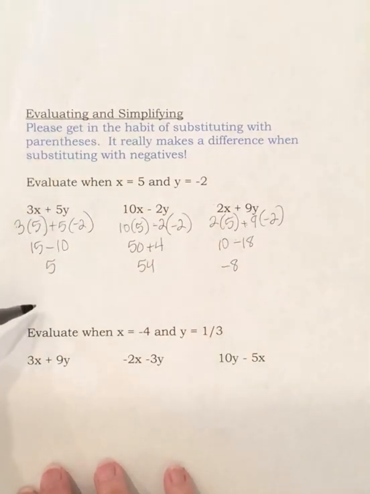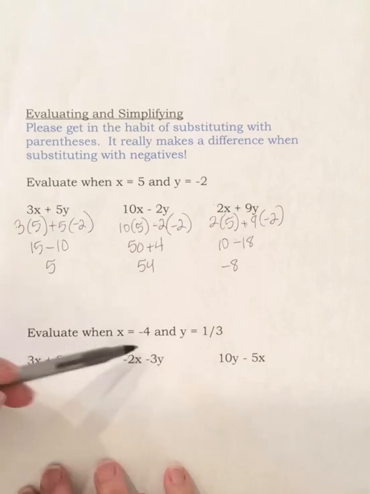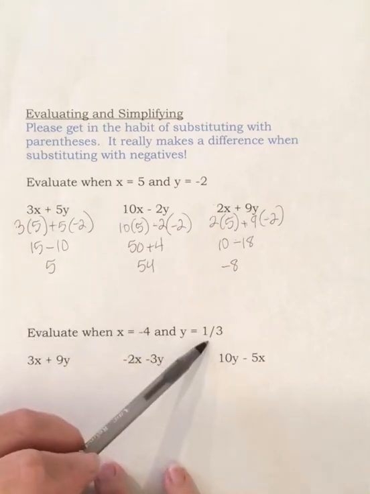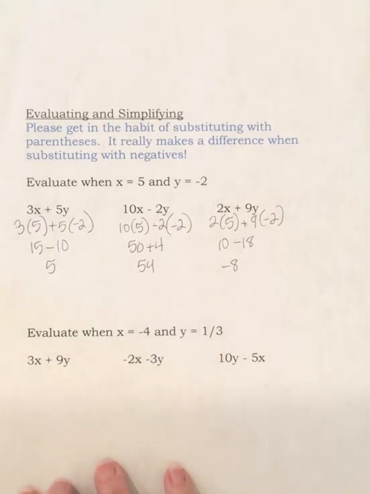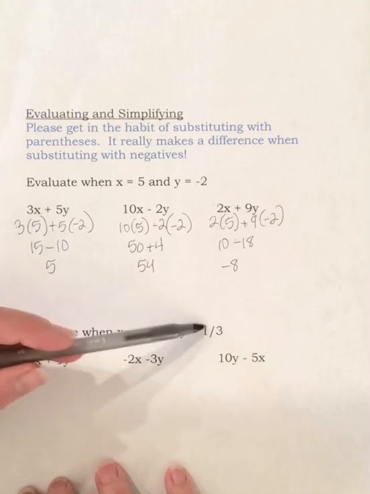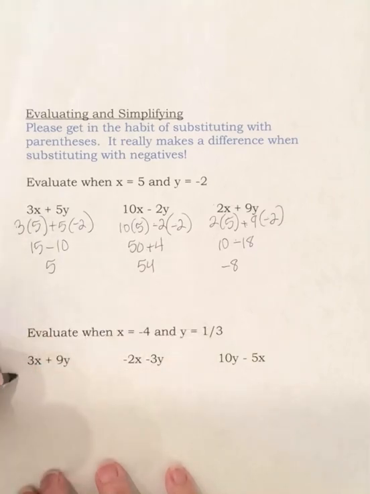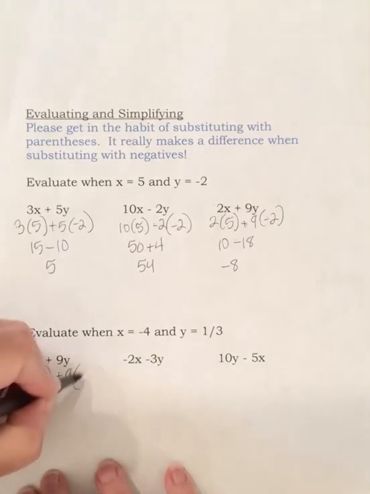Okay, now I have just a little bit more complicated things, if you want to think about it that way, to substitute in, because I do have a fraction. But the process is going to stay the same. So x is -4 and y is 1/3. So 3, substitute in -4 with my parentheses, plus 9, substitute in 1/3.